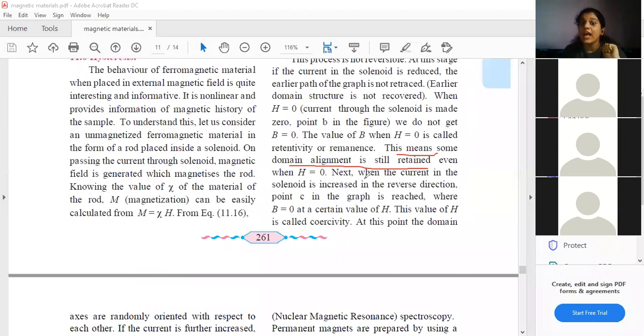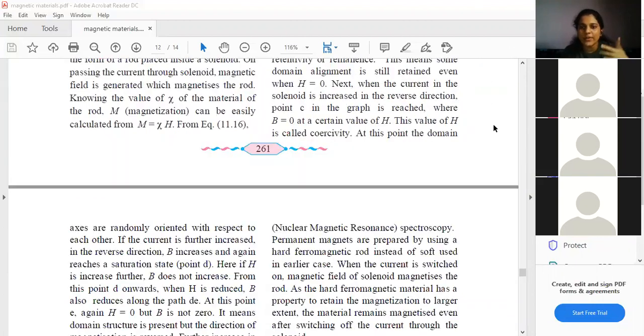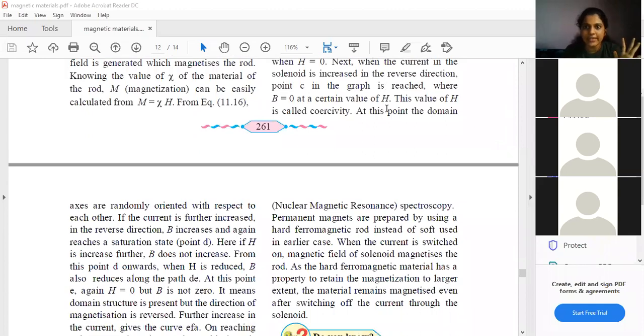Next, the current is increased in the solenoid in the reverse direction. So students will remember from B to C what was happening. We reverse the direction of the current. And at point C, we get B as 0. I is not equal to 0, but B is 0 at your point C. Students, all these things I already explained. That's why I'm not reading everything.